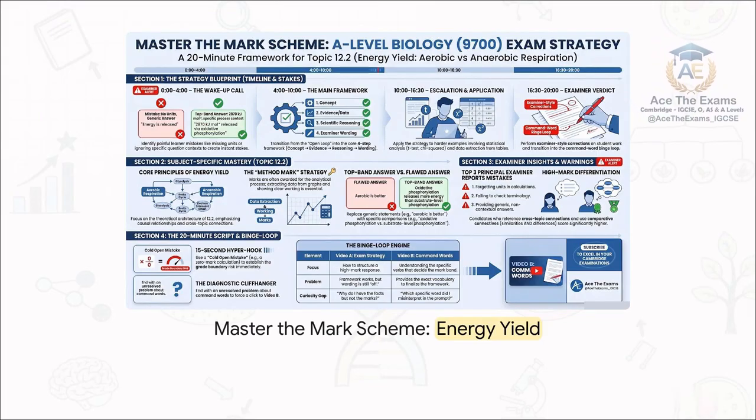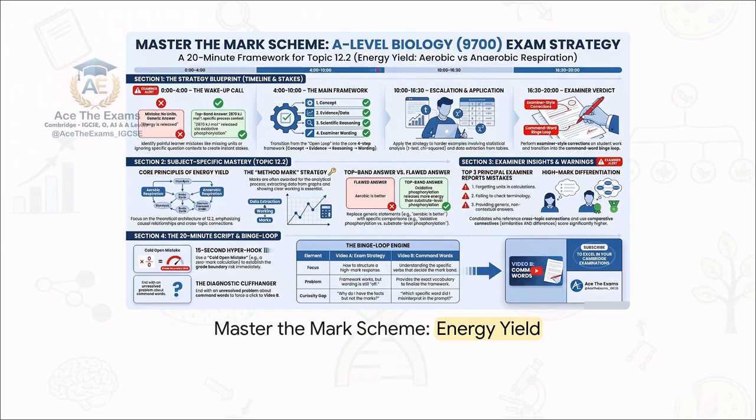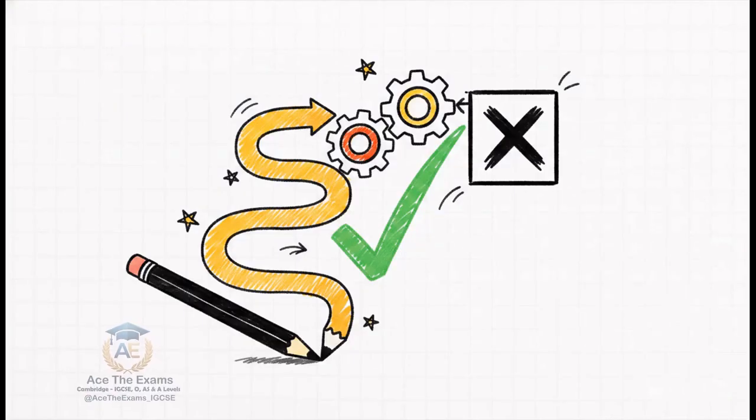Right there in the middle, we see the absolute beauty of the method mark strategy, because examiners actually reward the analytical process itself. Extracting data from graphs and showing clear working is so essential, because Cambridge examiners will actually award you method marks for using the correct process, even if your final numerical result is totally incorrect, just because of a silly calculator error. I honestly cannot emphasize this enough.